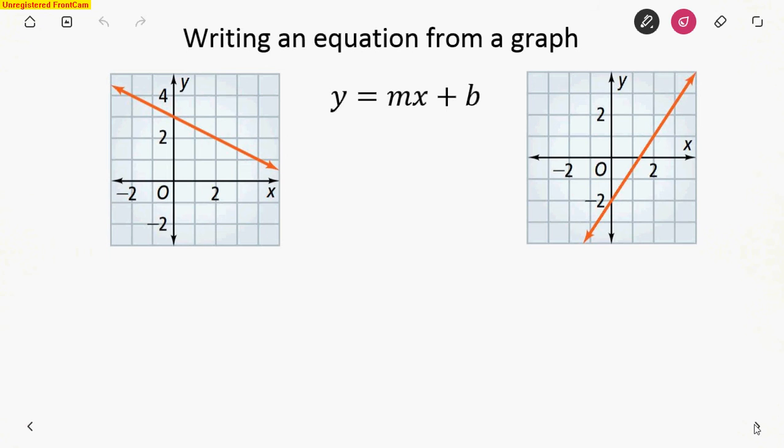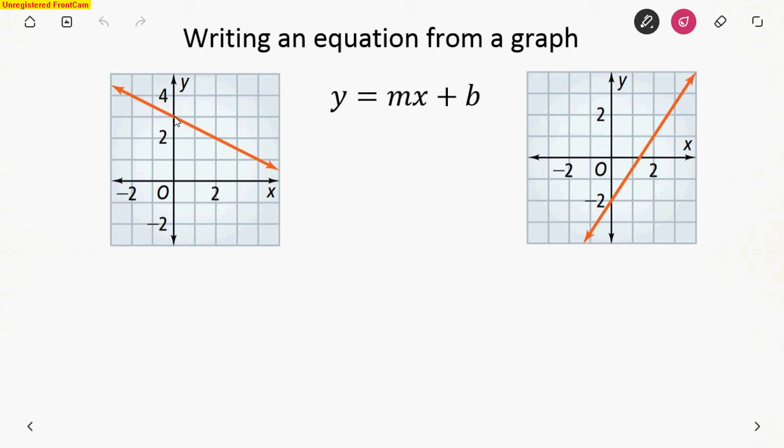The last thing we're going to look at tonight is trying to write an equation in slope-intercept form by looking at a graph. Remember, for your equation, you need two things. You need your slope and you need your y-intercept. So first, let's think about how to find the slope and the y-intercept. For this first graph, remember your y-intercept is the y value where it crosses your y-axis. So our y-intercept on this graph is at +3.